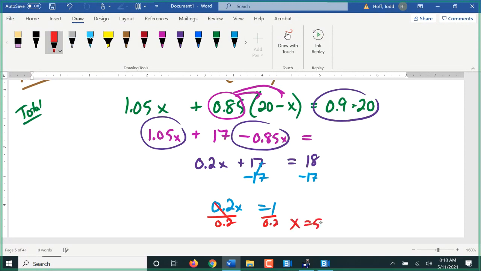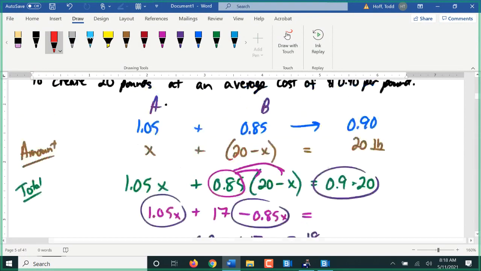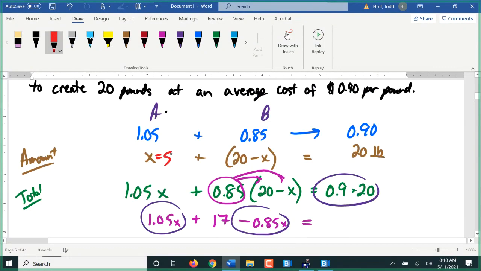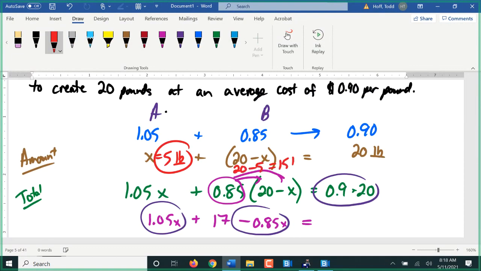x equals 5. So again, we need to go back and make sure we know what x represents. x is 5. That's the amount of the $1.05. That's going to be 5 pounds. We also need to know the amount of material B, which will be 20 minus x, or 20 minus 5. That'll be 15 pounds. So 15 pounds of material B, 5 pounds of material A is what we need to create that mix.